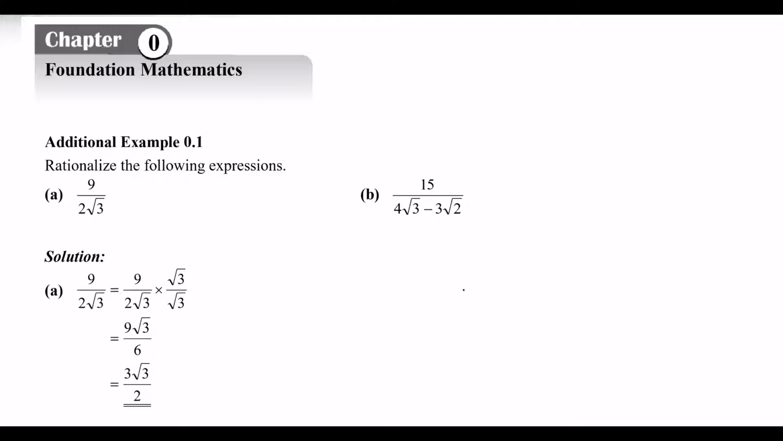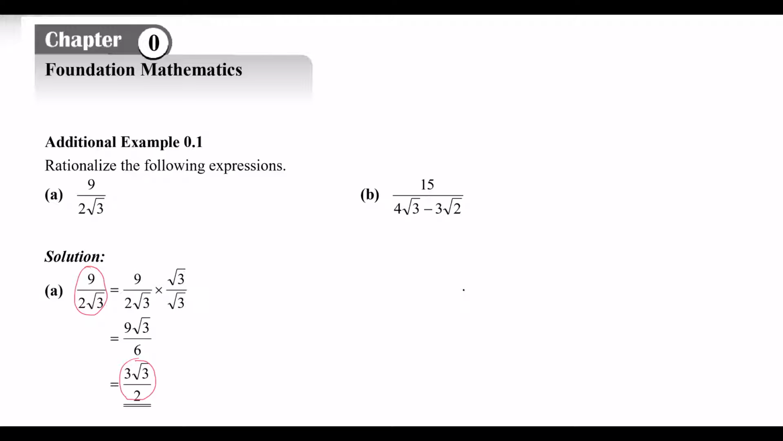And actually, you can further check these two numbers, 9 over 2 square root 3 and 3 square root 3 over 2. They have the same values, but they just look different. Okay, we are rewriting the fraction. We are not changing the fraction. Okay. Now, then we look at part B.